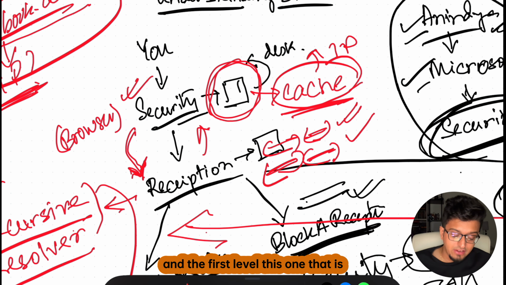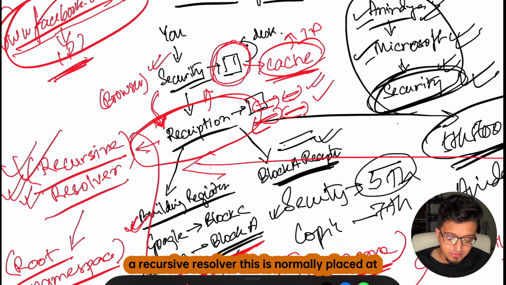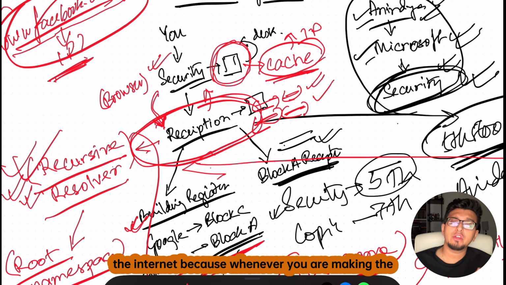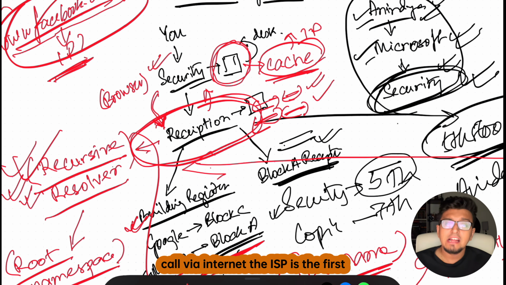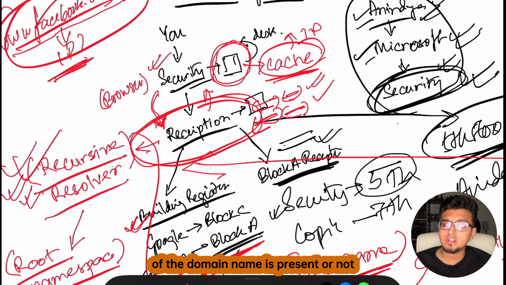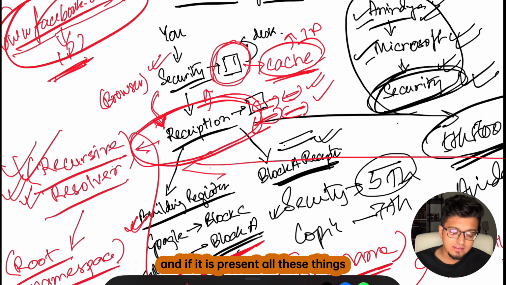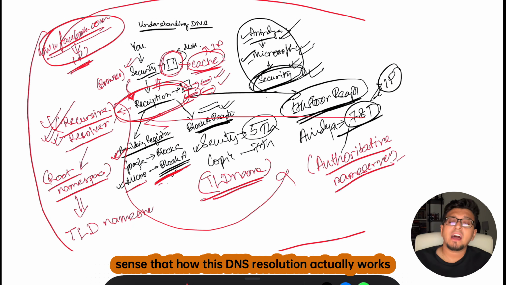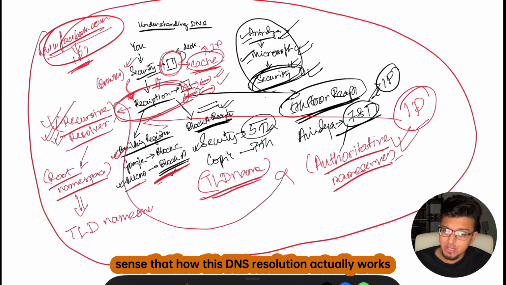And the first level, the recursive resolver, is normally placed at the ISP level, meaning whoever is providing you the internet. Whenever you make calls via the internet, the ISP is the first thing that gets hit. So it first checks the ISP cache for whether the IP of the particular domain name is present or not, and if it is present, all these steps are basically skipped. I hope this completely makes sense, how this DNS resolution actually works.